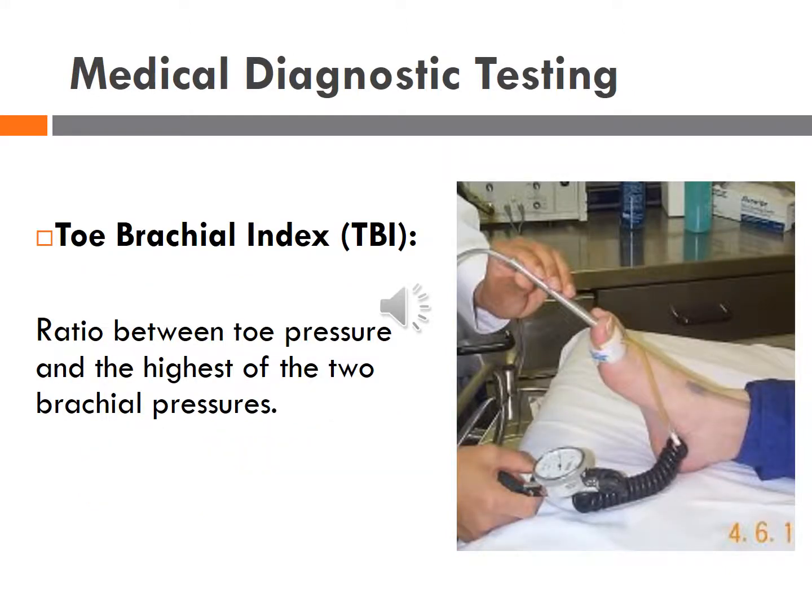Most of us are familiar with ankle brachial index, or ABI. ABIs look at the macrocirculation, so are you getting adequate blood supply through most of the major arteries in a limb, in the legs mostly. But it doesn't take into account the very small blood vessels that perfuse toes. So the toe brachial index, or TBI, looks at how well toes are perfused. It's the ratio between the toe pressure and the highest of the two brachial pressures.